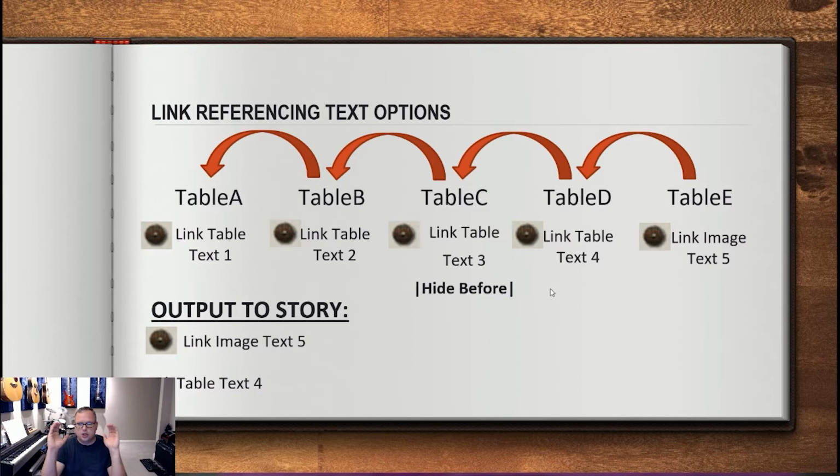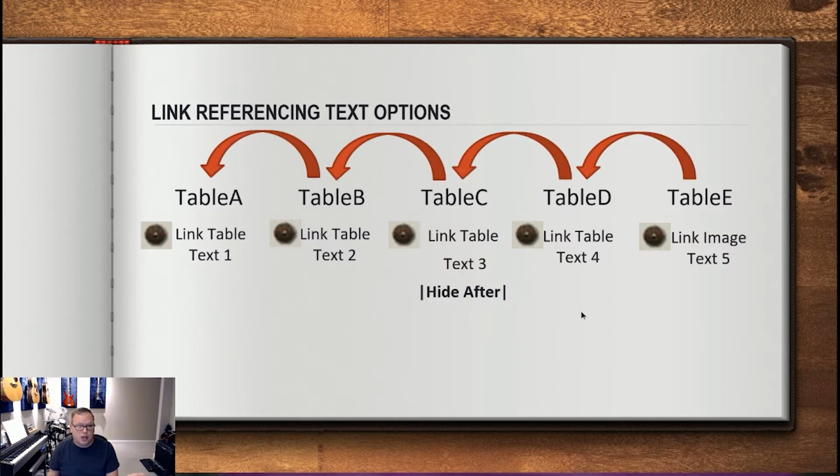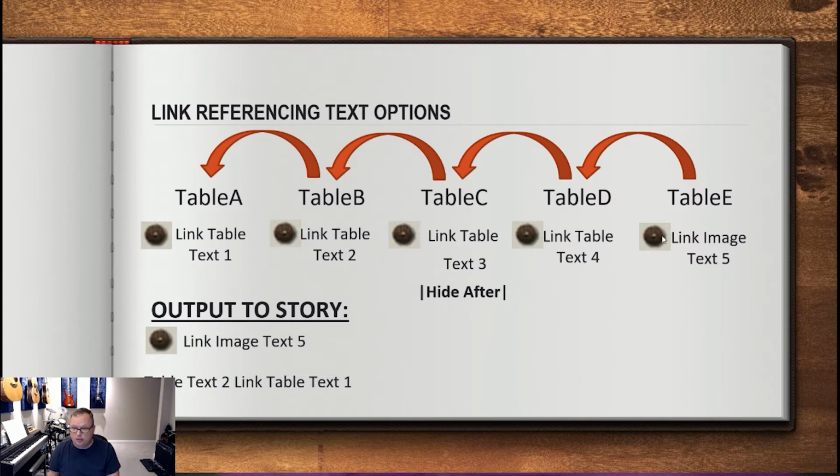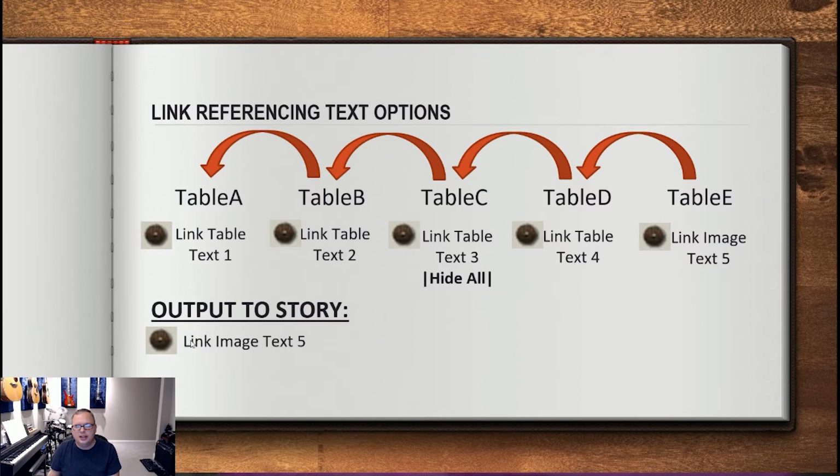So hide before hides the one you put it on and everything before it in the list of tables as they drill down. Hide after does the opposite. So if you used hide after here, it would show you your final link that you got for your image and its text, and it would show you the text from table A and table B, but it hides anything table C and beyond, hide after. And if you used hide all, you would get the exact output as if you had deleted all the table text. It would come up, find hide all, and it would only give you your final record with your text.